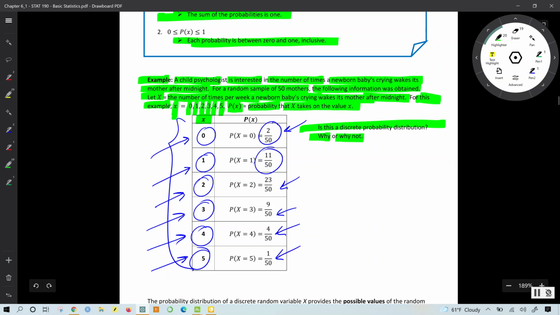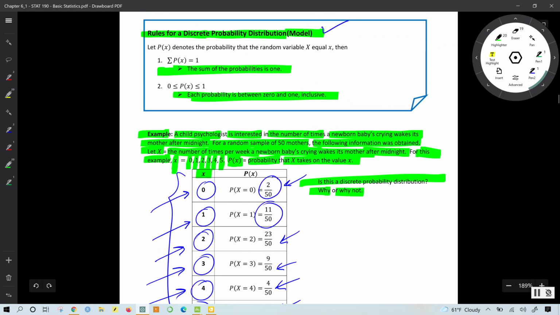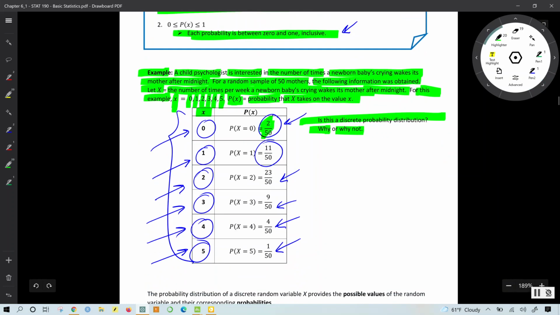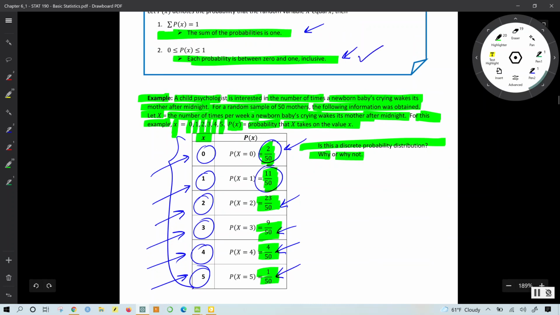Why or why not? Well, I need to check again if each probability is a number between 0 and 1, and then check if the sum of the probabilities is 1. That I can do. First of all, 2 out of 50 lies between 0 out of 50 and 50 out of 50. 11 out of 50 also lies between 0 out of 50 and 50 out of 50. If you check each and every other probability value, they all satisfy this requirement, which means check. Each probability is actually a number between 0 and 1 inclusive.